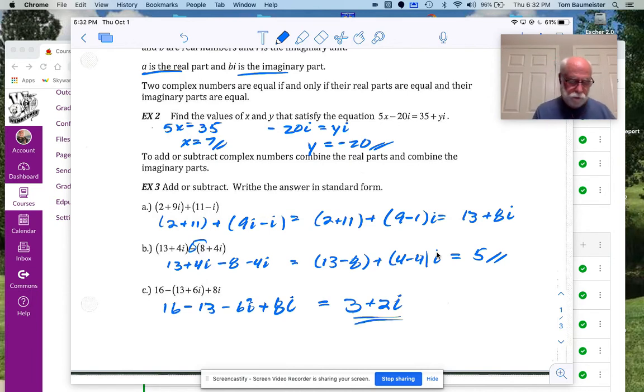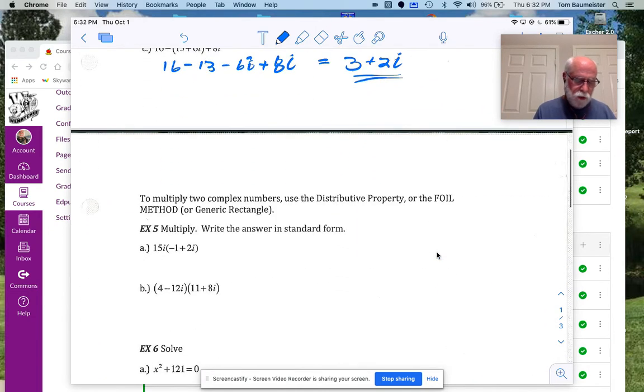Okay. So to multiply two complex numbers, use the distributive property or the FOIL method or the generic rectangle.